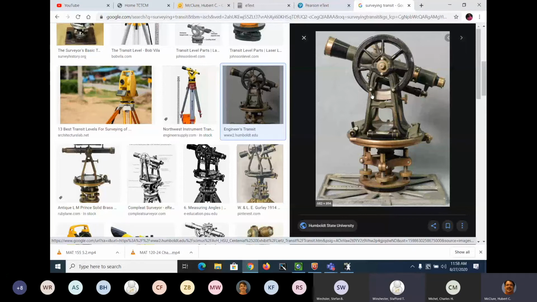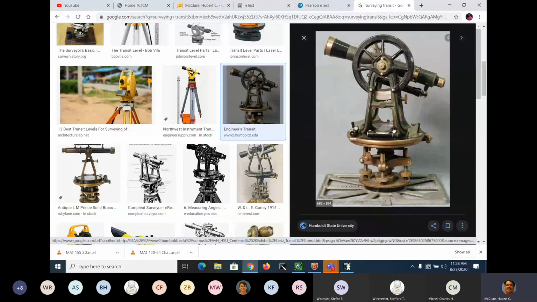Yeah. That's a transit. Now, before electronics, this transit would go up to the nearest minute. So if I needed to turn an angle of 25 degrees, 32 minutes, I could do 32 minutes.